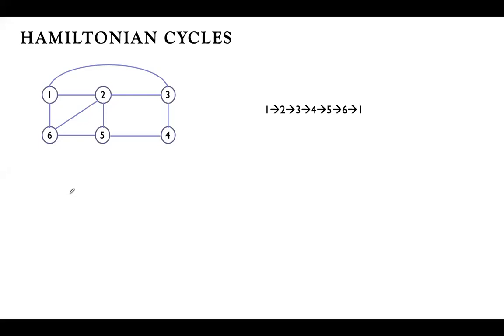So if this is the given graph, a closed path is nothing but a cycle. Hamiltonian cycle is nothing but if you start from one vertex and go to all the other vertices and come back to the same vertex, then that kind of path we call a Hamiltonian cycle.